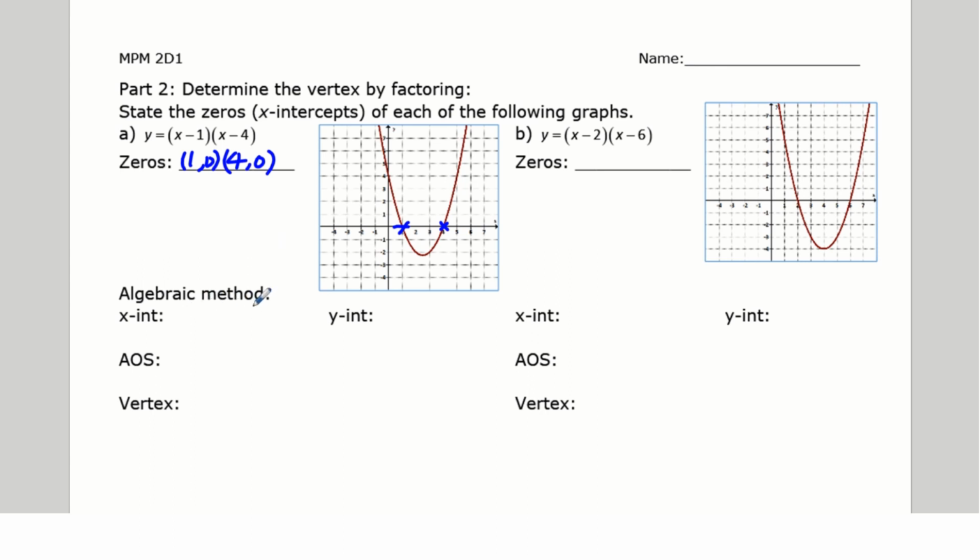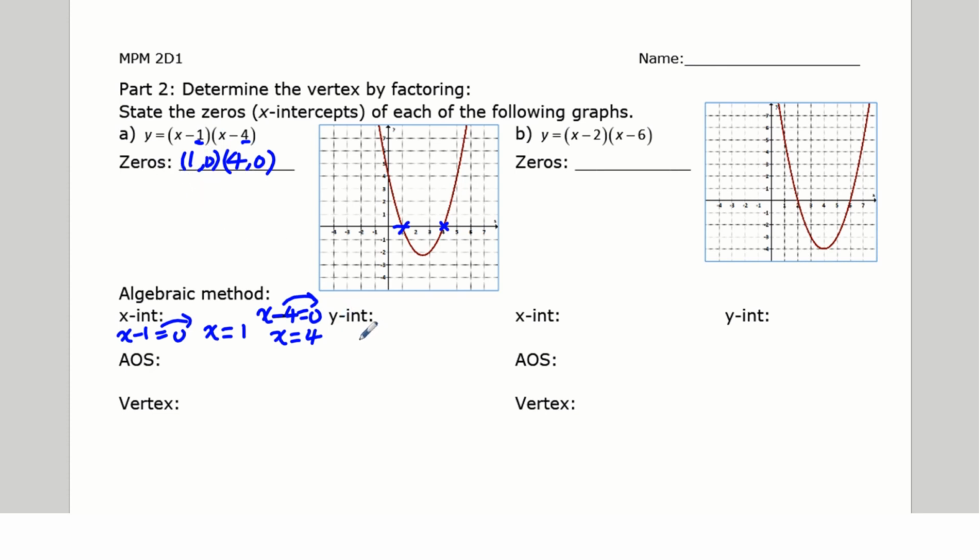And the algebraic way to find it is x minus 1 equals 0, solve it, we have x equals 1. x minus 4 equals 0. Then we move the 4 to other side, you have x equals 4. So you have these two zeros. This one you could see from the factor form right away, okay?